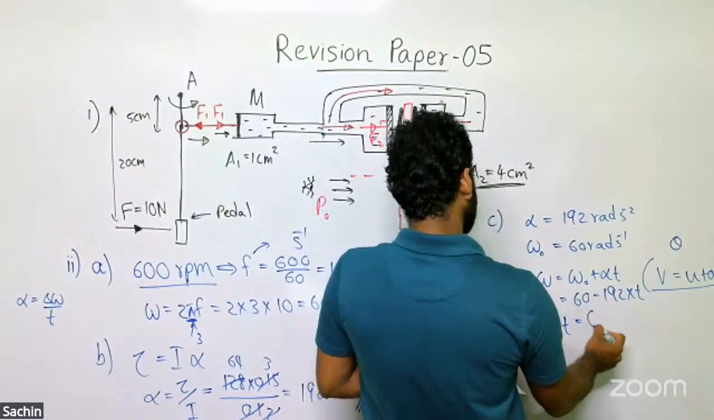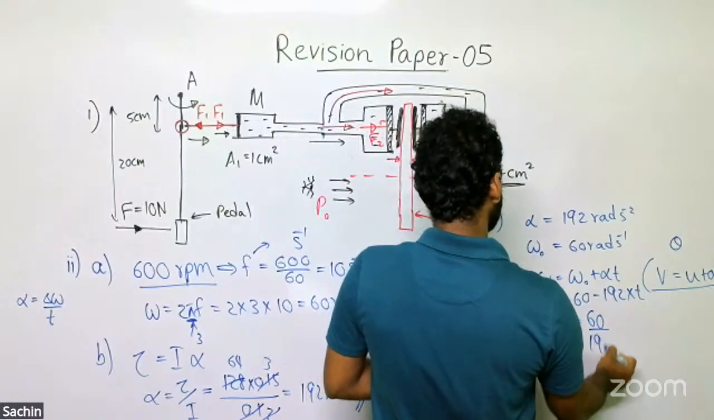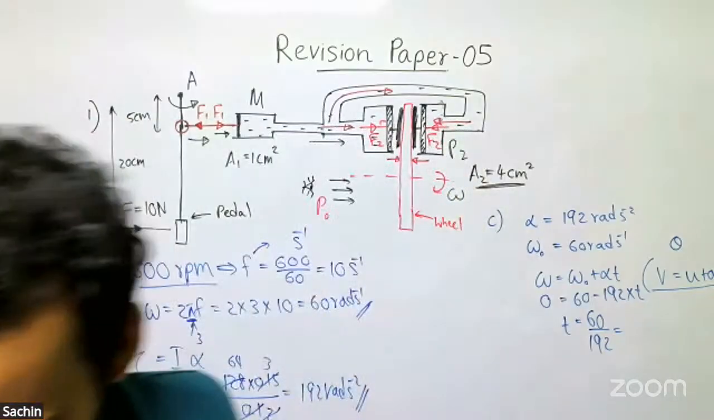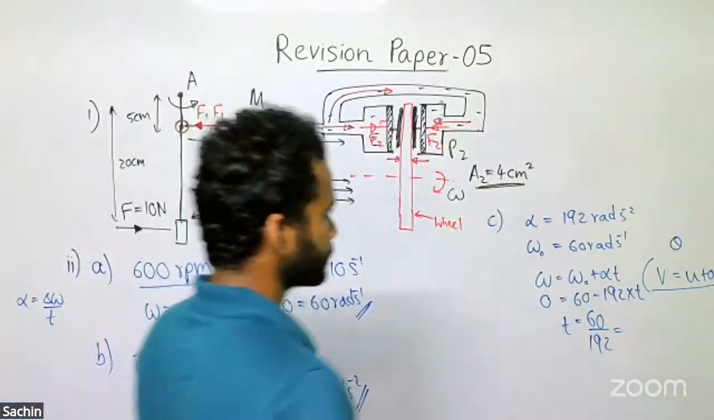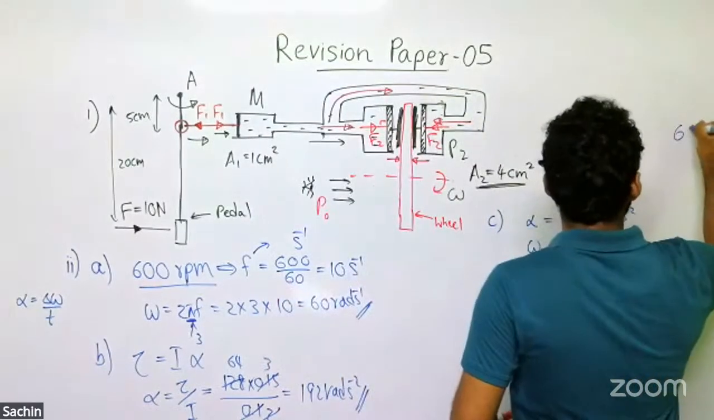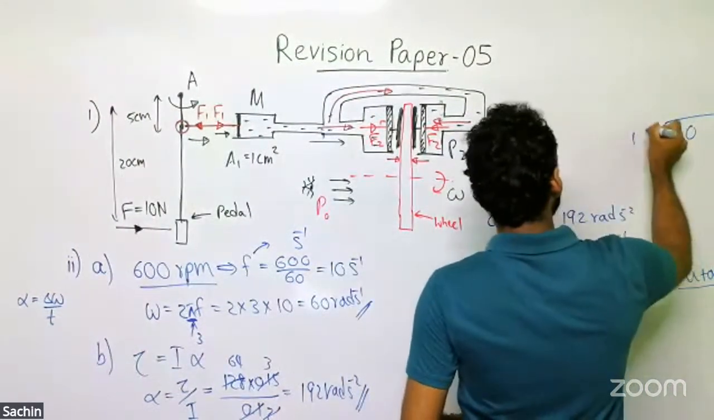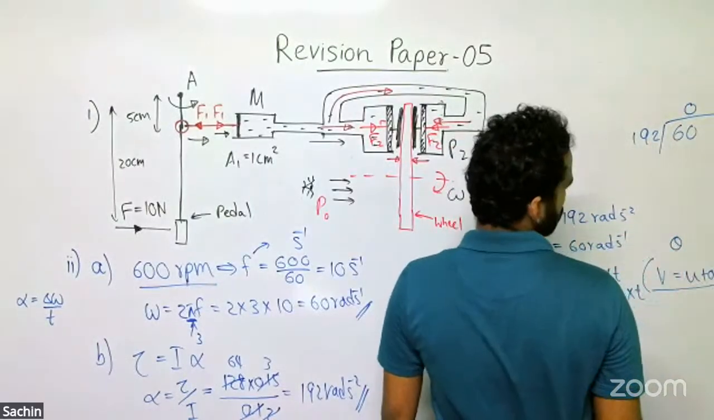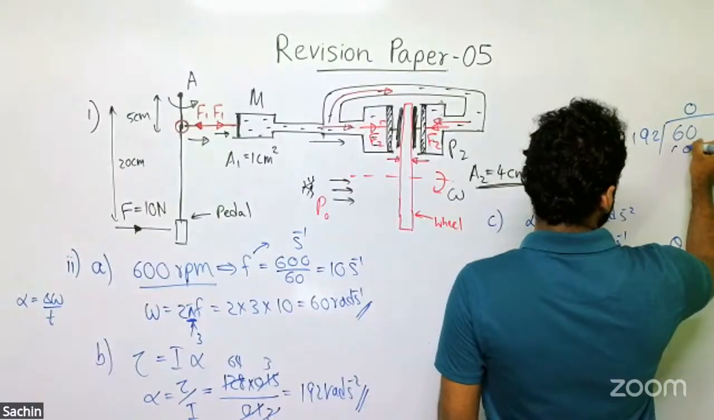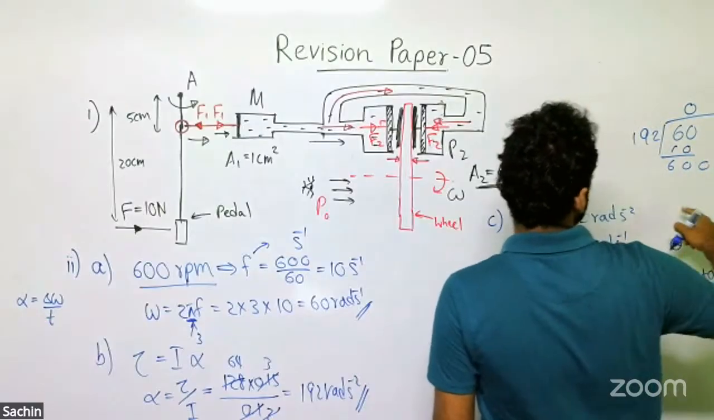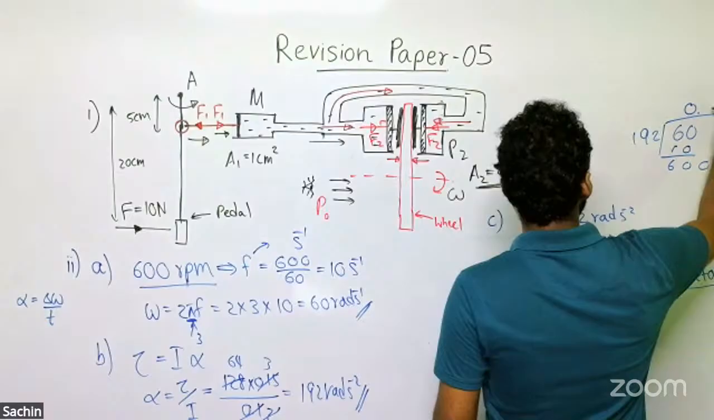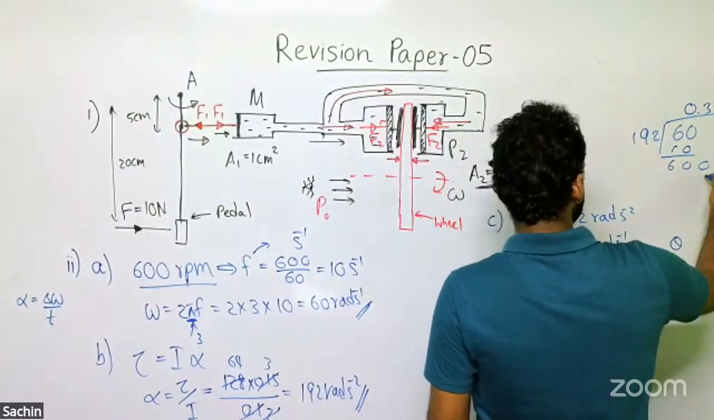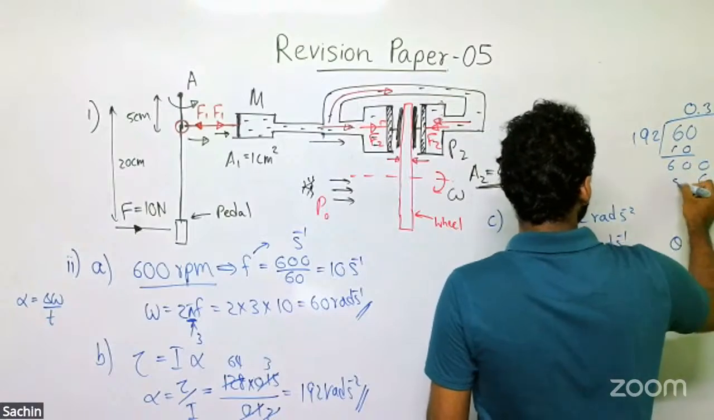So the time you can evaluate is equal to 60 divided by 192. So what is the answer? You have to divide 60 by 192. For 60, 0, so you put 0 point. For 600, it is 3. 3 into 2 is 6. This is 57.